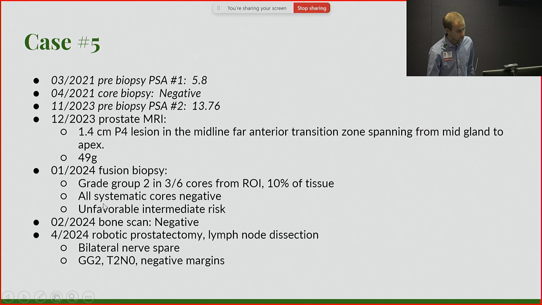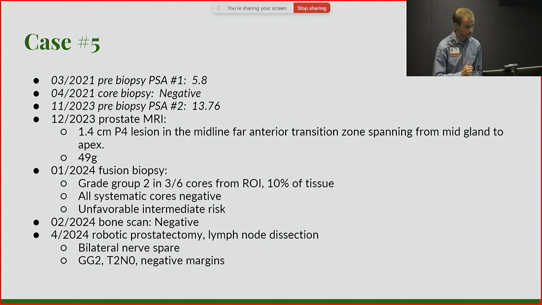So he had, again, a PI-RADS 4 lesion, far anterior transition zone, spanning a decent amount of the gland. Fusion biopsy showed grade group 2 in half the cores from that region of interest. All of the systematic cores that I took were negative. And so he was unfavorable intermediate risk based on all of his criteria.